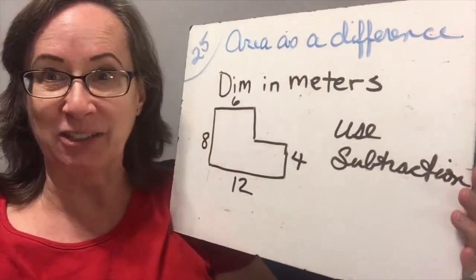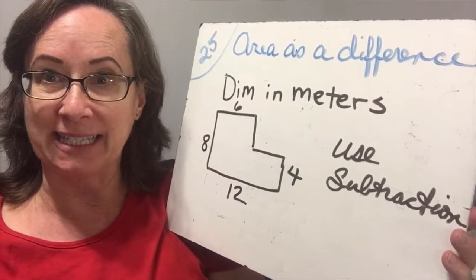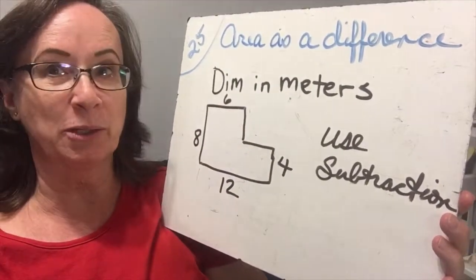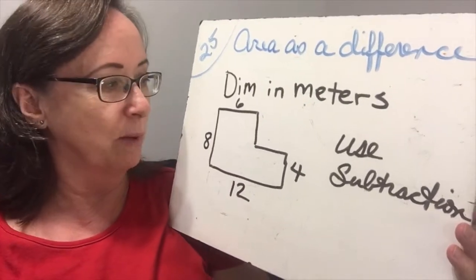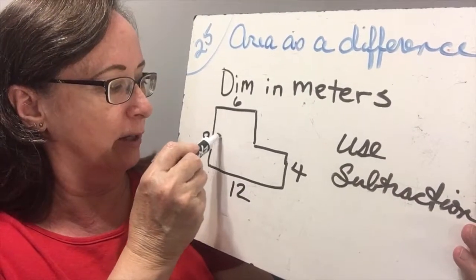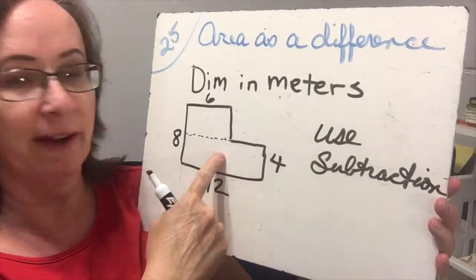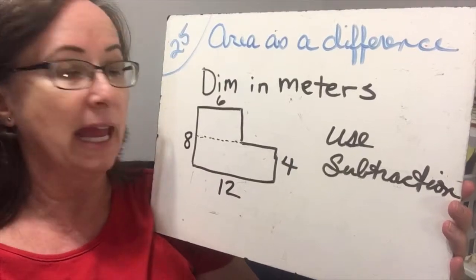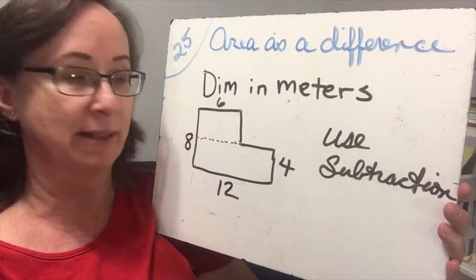And we are on lesson 25 tonight, area as a difference. Now, we've been adding together areas of different rectangles to get a total area, but now we're going to do the same thing, except we're going to say, can we do the same thing with subtraction? In other words, we know that we could divide a figure right down the middle, and we could find the area of this figure, and we could find the area of that figure, and we could add the two areas together, and we would get the total area. Let's do that. And then we're going to do the same thing with subtraction.